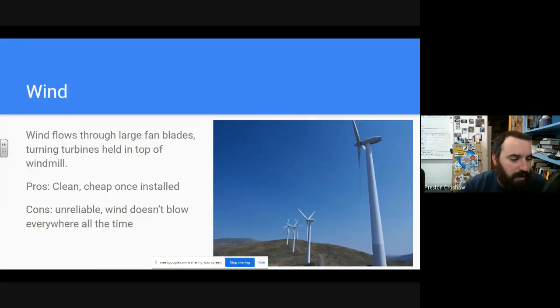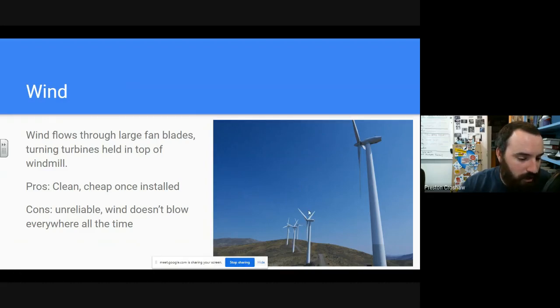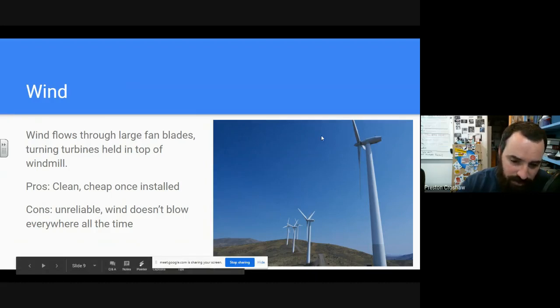All right, wind power. You all have seen these turbines before. Wind flows through the large fan blades, turns the turbine at the top of the windmill. It's clean, it's cheap, it's unreliable though. The wind doesn't blow everywhere all the time. So that's a problem. Wind turbines are cool.